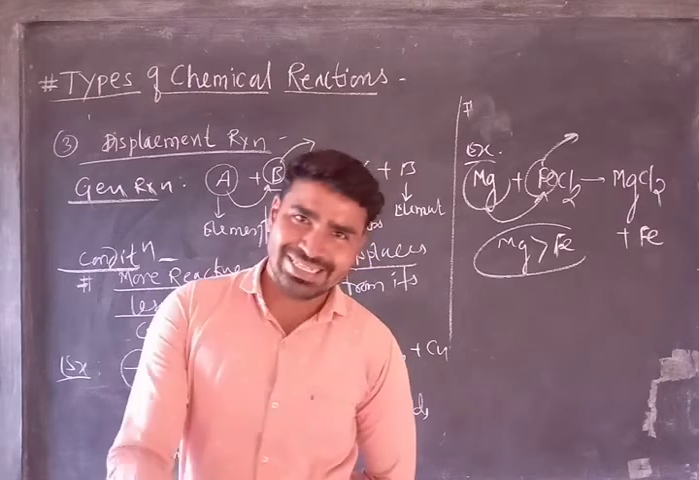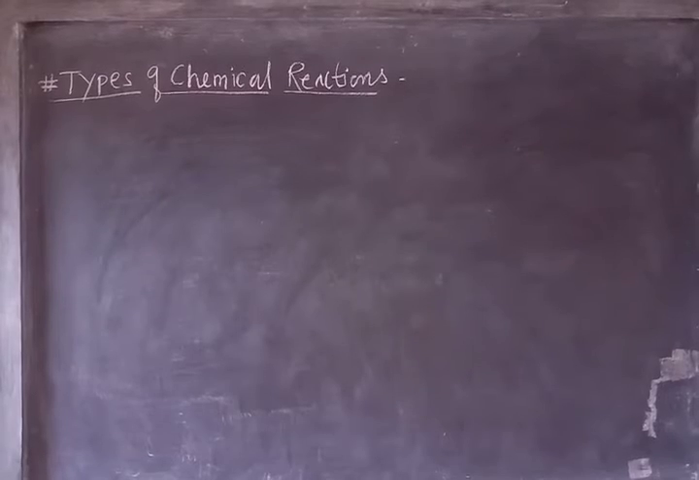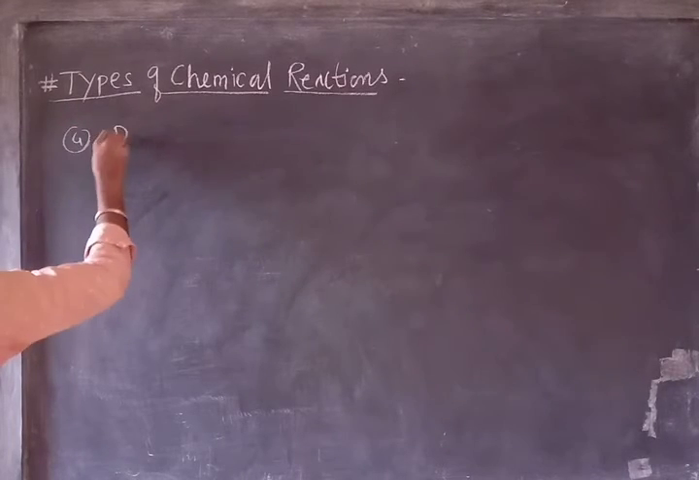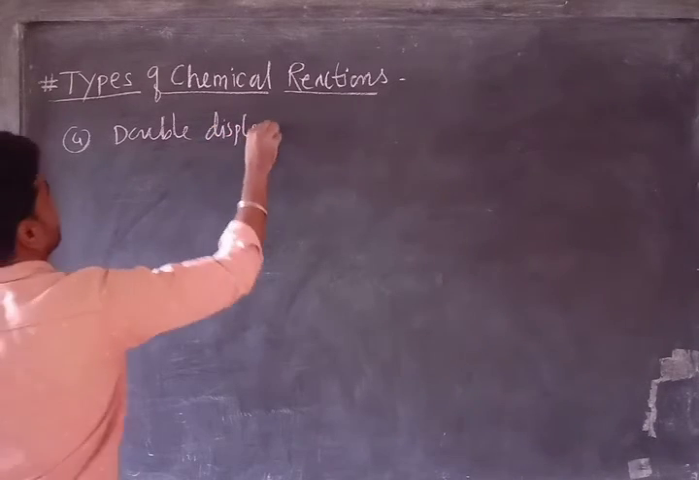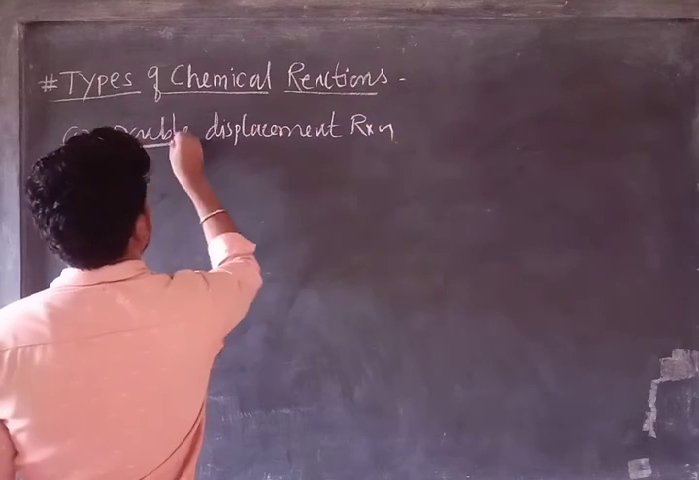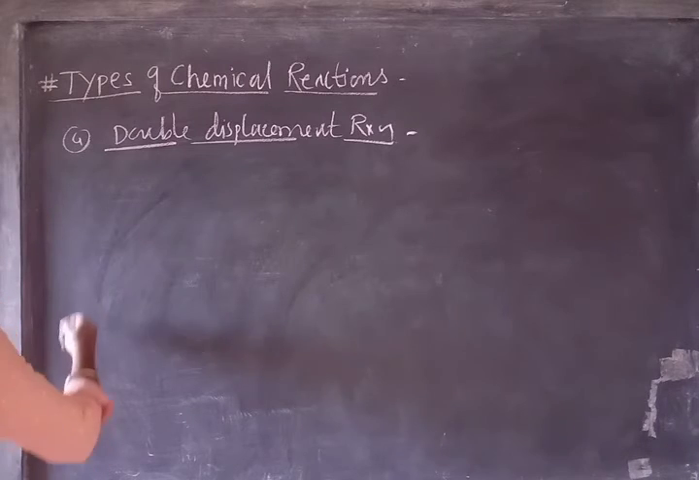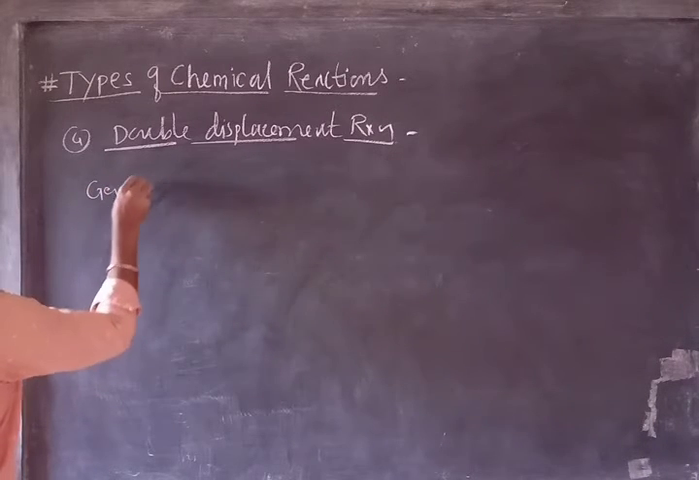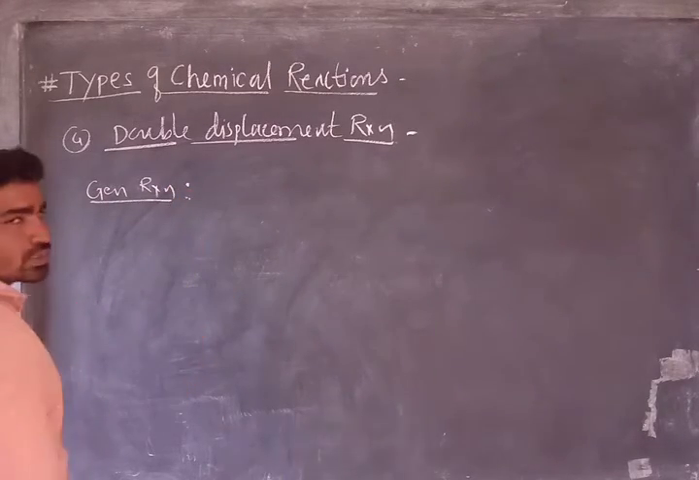Okay, let's move towards the next type of chemical reaction. Students will learn the fourth type of chemical reaction, which is called double displacement reactions. Double displacement reaction. So what happens, my dear students? Just consider one very simple general reaction. It will give some clue to understand it.